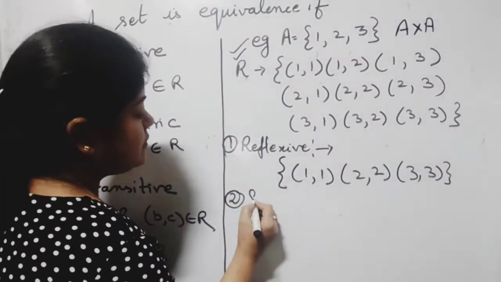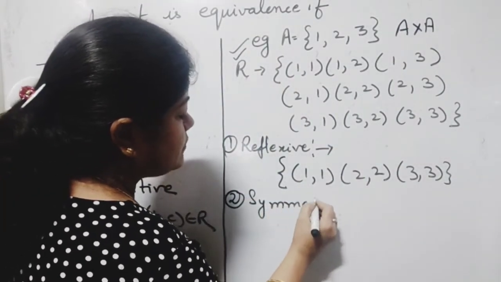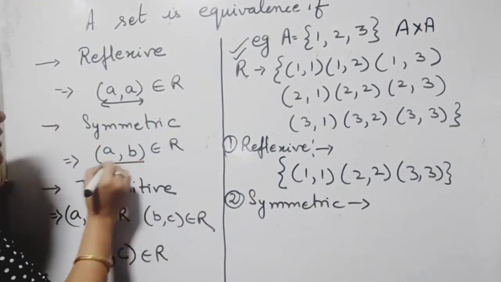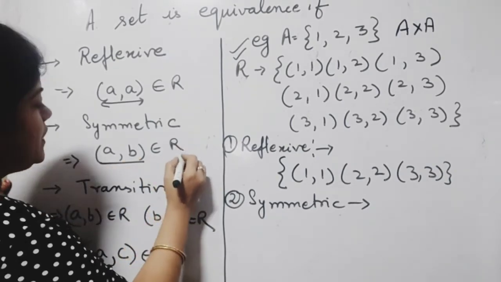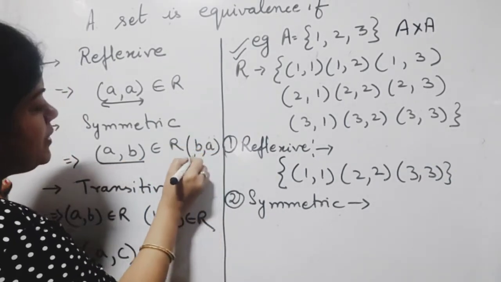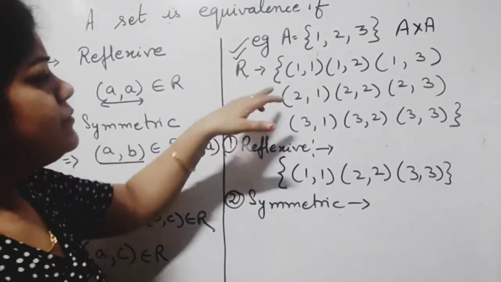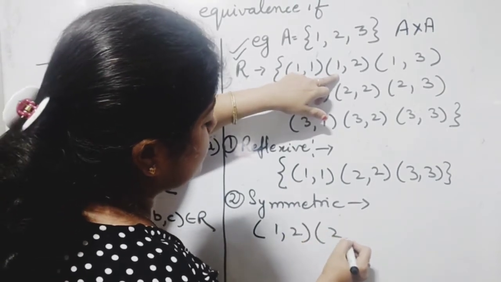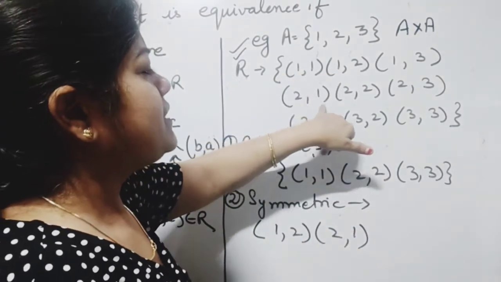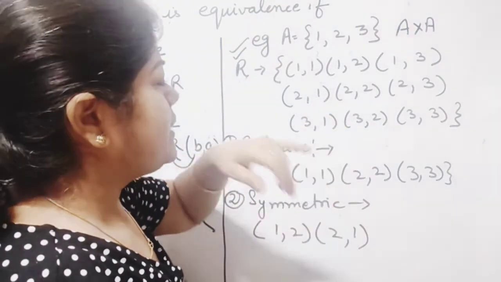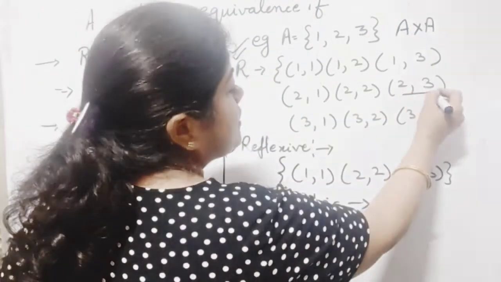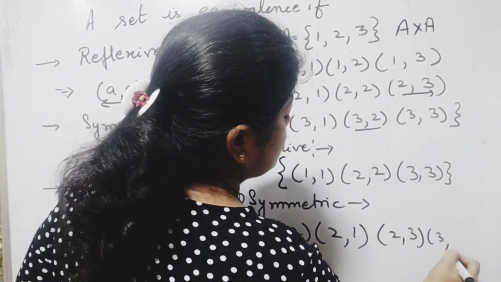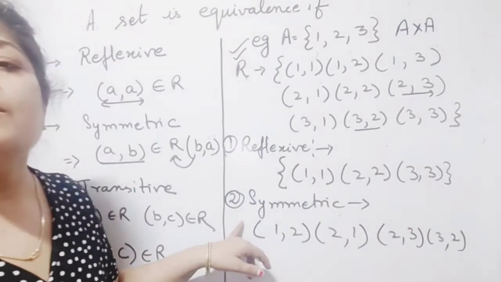Now symmetric. In order to find a symmetric relationship, the two elements A, B, if belongs to R, then B, A also belongs to R. That means, for example, we have a set over here 1, 2, and another set 2, 1, it is also present here. Okay. Similarly, we can observe 2, 3 and we have 3, 2. So, it is of symmetric nature also.